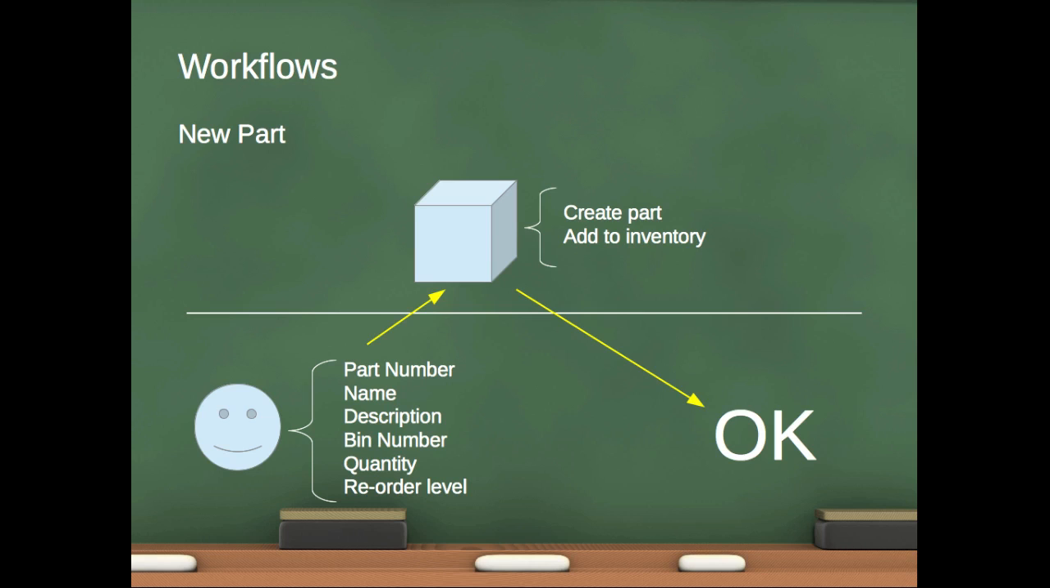So once the user specifies that information, the application goes out and creates the part and adds it to inventory in the proper location. And then the application reports back to the user, okay, you added part number so-and-so, and that's our new part workflow, probably the simplest workflow that we're going to have in the entire application.